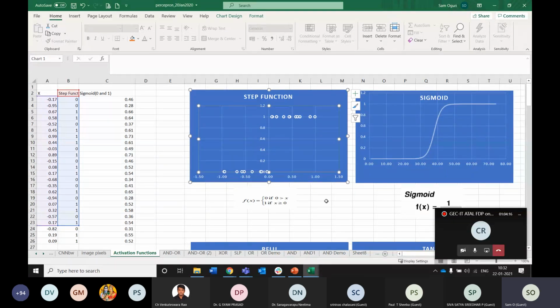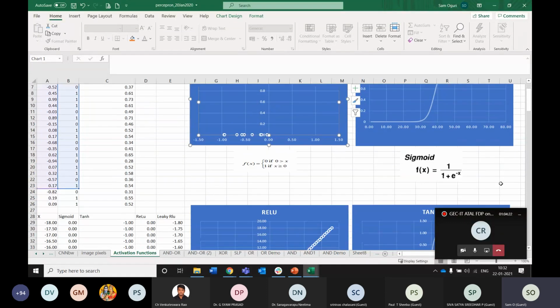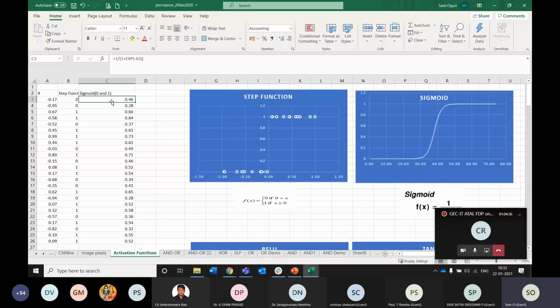The other name for the sigmoid function is the logistic function. The formula for the logistic or sigmoid function is equal to 1 by 1 plus e power minus x. The same values I incorporated in a spreadsheet. The function is 1 divided by the denominator, which is the negative exponential of this number plus 1. So 1 by 1 plus the exponential of the negative number.